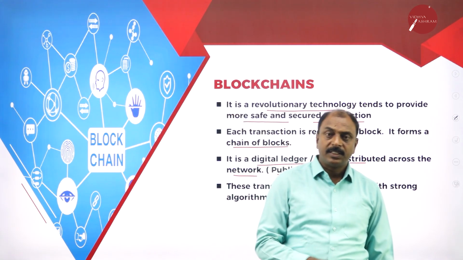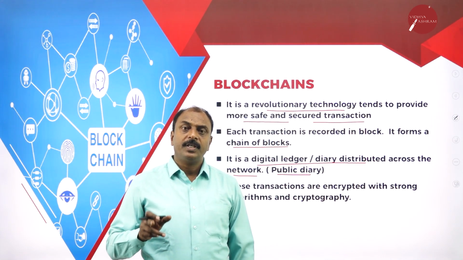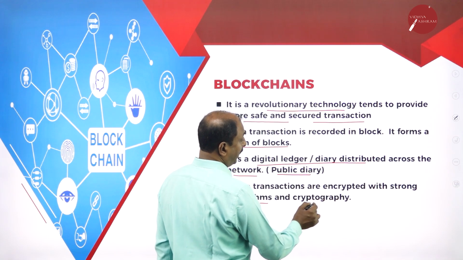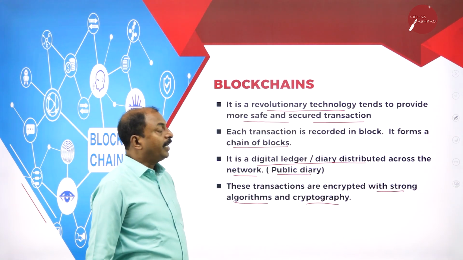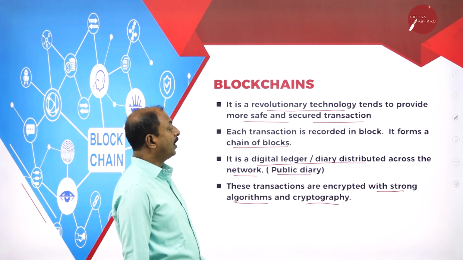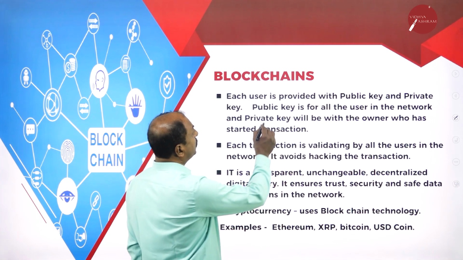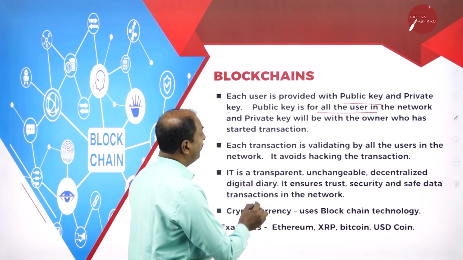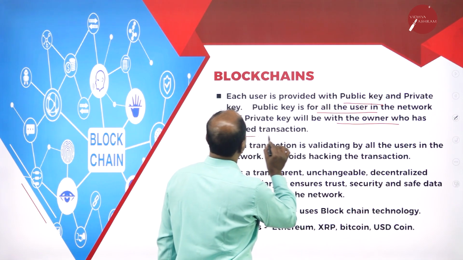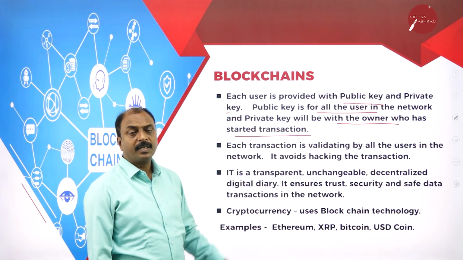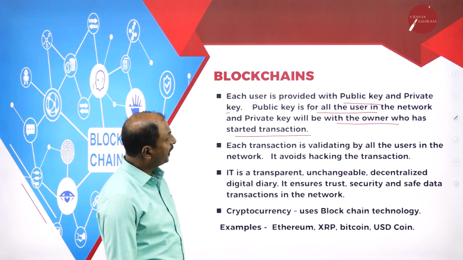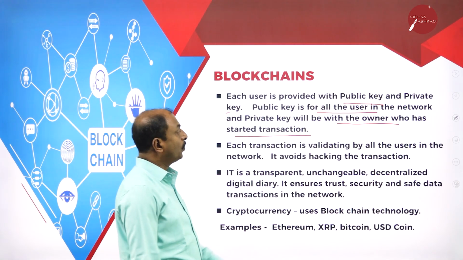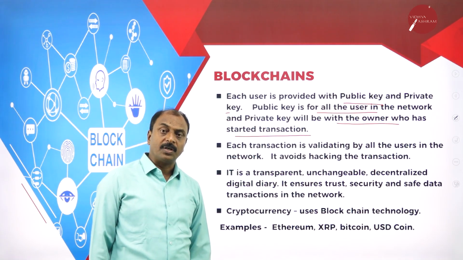All the transactions are recorded and shared among different users in a blockchain network, and these transactions are encrypted with strong algorithms and cryptography. Obviously it provides security by means of cryptography, the power of a strong algorithm. Here each user is provided with a public key and a private key. The public key is for all the users in the network, and the private key is with the owner who started the transaction. Cryptography works with two types of keys: one is the public key and one is the private key. The public key is available in the network with all the users, whereas only the owner has the private key for the transaction they started.